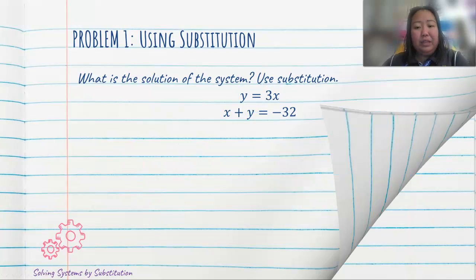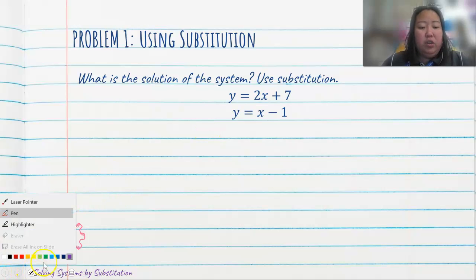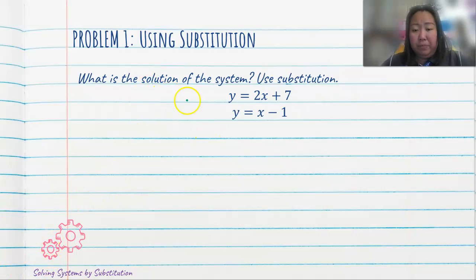All right, let's have another example. So as you can see here, we have y equals 2x plus 7, and then the other one is y equals x minus 1. So both of the y's are already by themselves, so you can choose whichever you want to use for the substitution. So since this one is shorter, let's just use this one, okay? So this is for substitution. So this is our expression, okay?